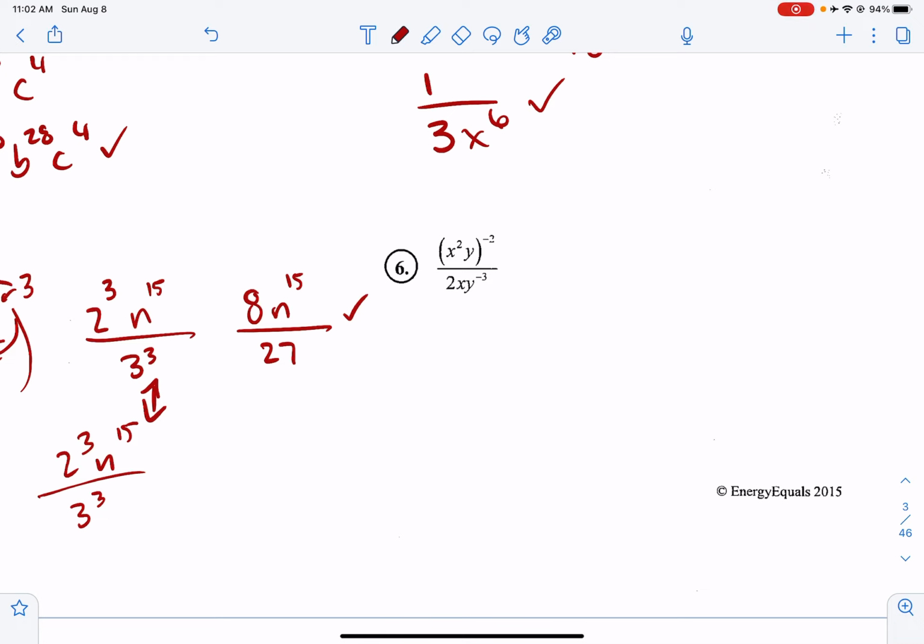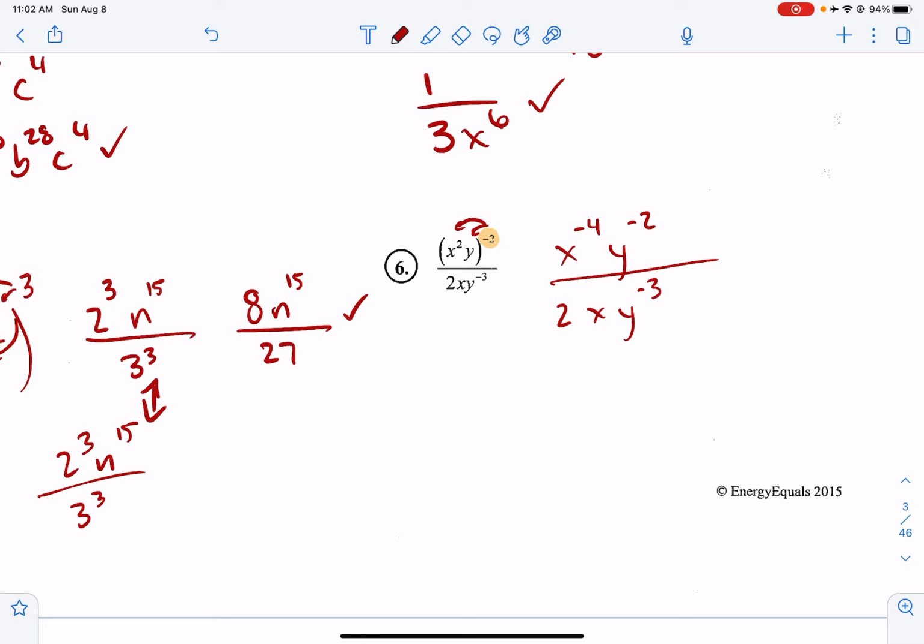There's a couple of different ways that you can do this. First thing I'm going to do for this example, I'm going to take that negative 2 and I'm going to distribute it to everything on the inside. Okay, so x squared, when I raise that to the negative 2, that becomes x to the negative 4 because 2 times negative 2 is negative 4. Y raised to the negative 2 is just y raised to the negative 2. And then on the bottom, I have a 2, an x, and a y to the negative 3.